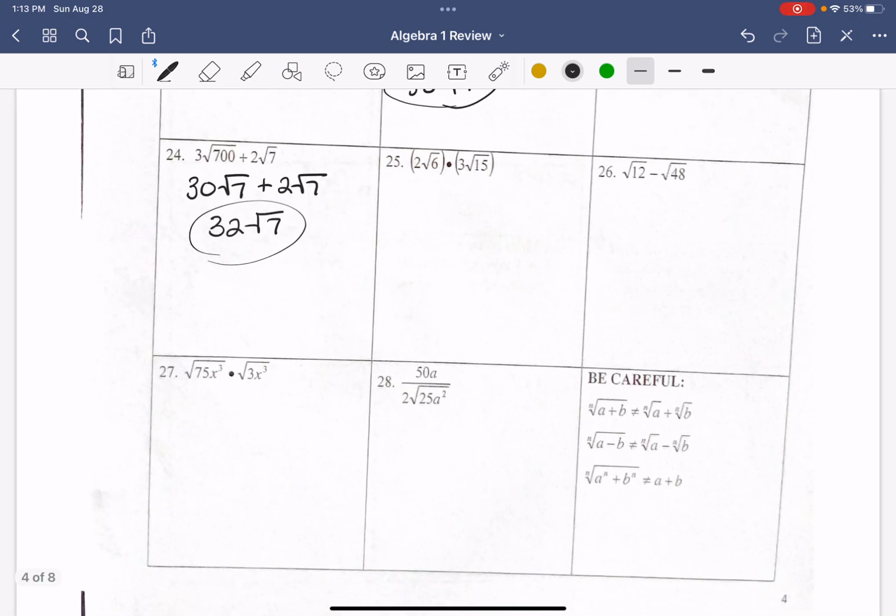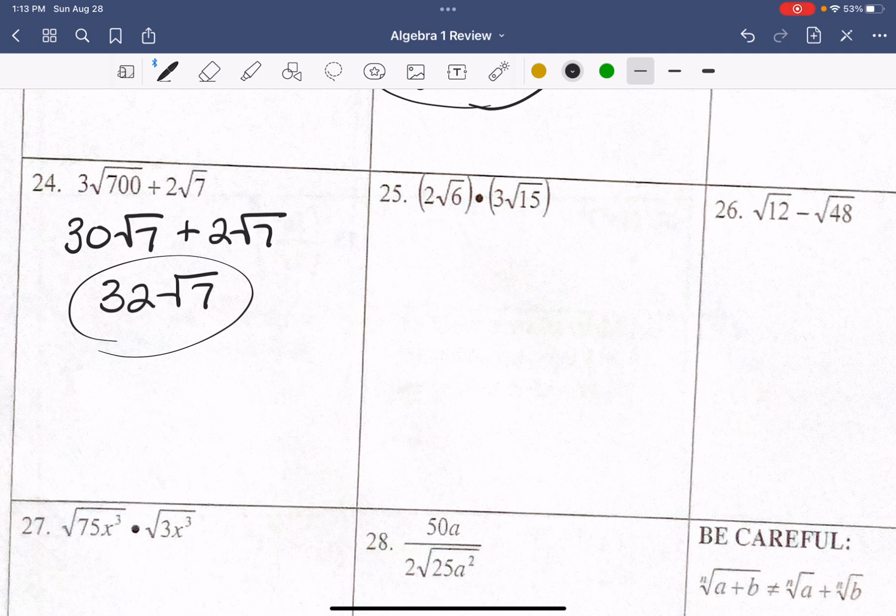Okay, for number 25, we need to remember that this is multiplication here, so this is 2 times the square root of 6 times 3 times the square root of 15, and multiplication has the associative property, so we can rearrange this and say, okay, 2 times 3 times the square root of 6 times the square root of 15. Now, 6 and 15 both are not perfect squares, but we can combine them under one roof. So I'm going to turn that 2 times 3 into 6, and then I've got the square root of 6 times 15.